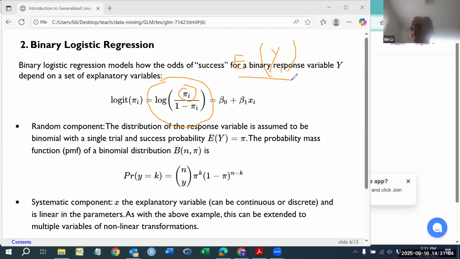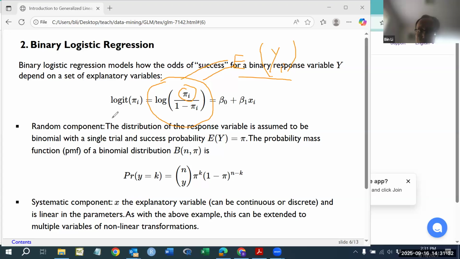Okay, yi is 0 or 1, just like tossing a coin, head or tail, right? What is the expected value for the yi? That is the probability for that to be 0 or 1. Does that make sense? So that's the expected value. The pi is the expected value of y.